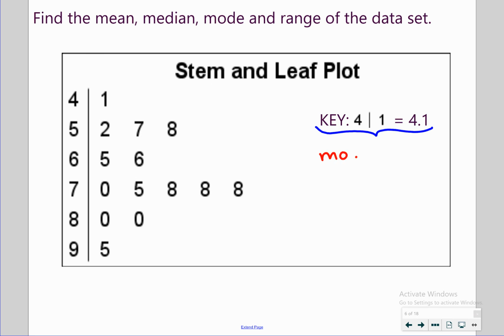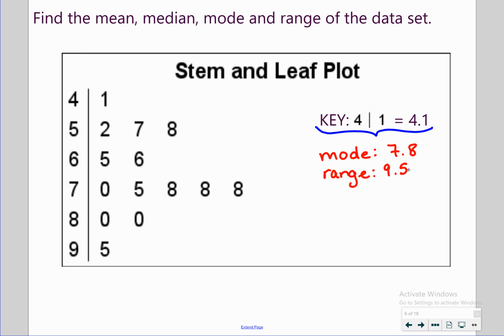What's the mode? Most often occurring data value. It is 8. 8, but there's a stem attached to that. Oh, that's the leaf. 7.8. 7.8. Agree. Yes. Okay, let's go ahead and find range. Next. What is the largest data value in this set?